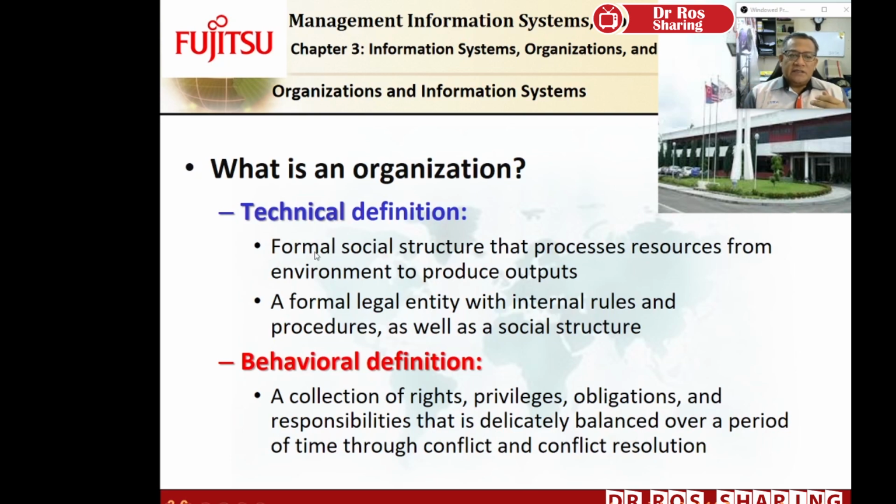This is what they call the formal structure, in which 3 or 4 engineers are reporting to their assistant manager of engineering, and the assistant manager of engineering is reporting to the engineering manager. So those are the formal social structure. It is a way people work and who is reporting to what, who is responsible to whom, right? It is partly a formal legal entity of internal rules and procedures. It is basically a social structure.